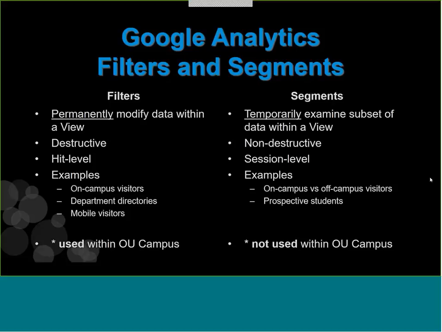Another one is, you could have a view just for your mobile visitors, if you were regularly running reports just on your mobile and you don't always want to apply a segment every time. You could create a new view in Google Analytics that would show you just those users all the time.